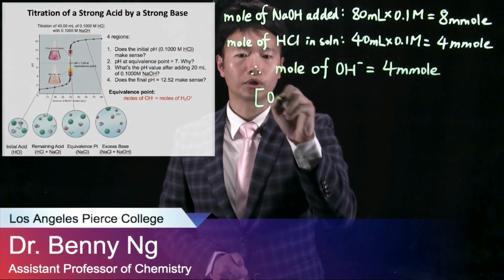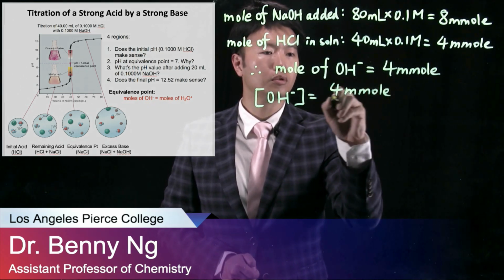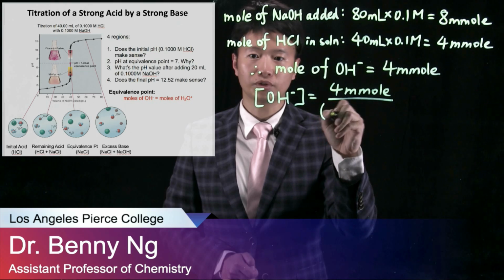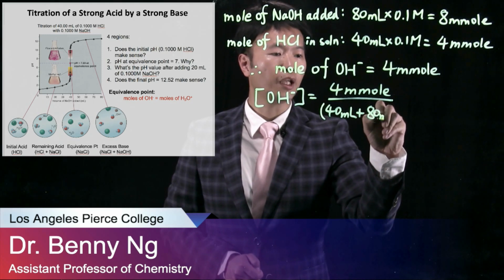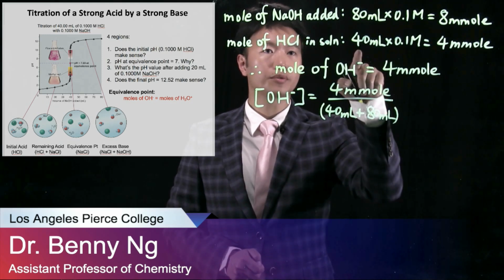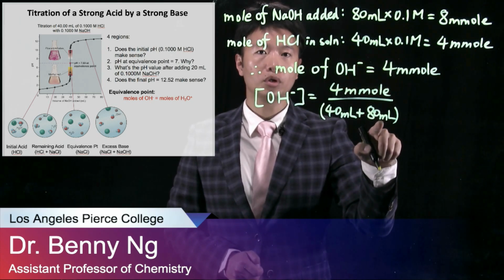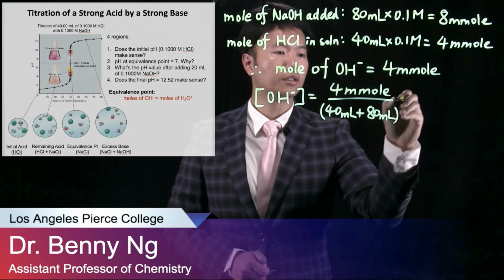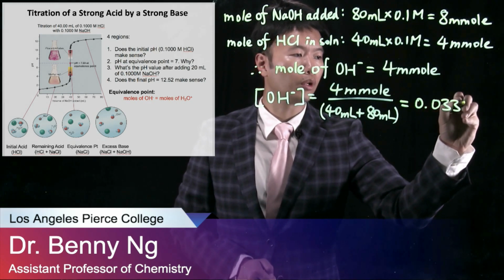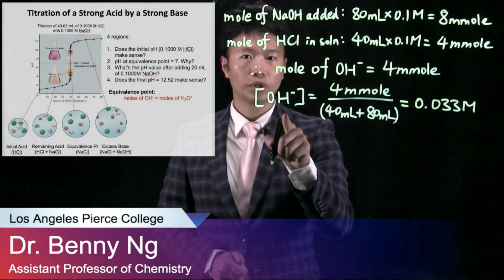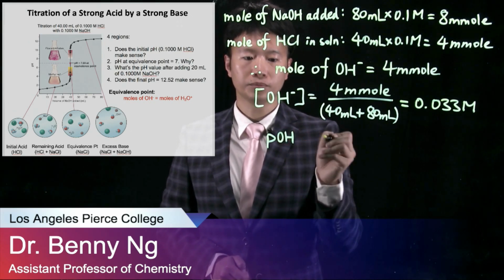And now to calculate the concentration of OH minus, we will have 4 millimole divided by the total volume. This is the new volume, which will be 40 ml plus 80 ml. The 40 ml coming from the fact that I have 40 ml of the HCl at the beginning, the 80 ml of the NaOH solution we add, and take the ratio of the two numbers, then you get 0.033 molar.